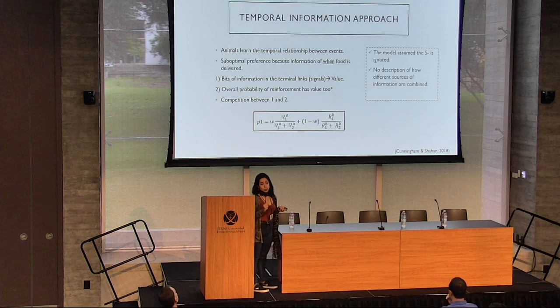This model also assumes that the S minus is ignored. A consequence of that is that there is no explicit description of how different sources of information are going to be combined. Actually, what this model assumes is that alternative one, since the S minus is ignored, only has one signal. And the other alternative, since both are the same, they treat as if it also has one. So you have a signal here and a signal here. The issue is when you have situations in which both signals give information, even if it's a little bit, or negative information, if you want, they have no way to deal with that.